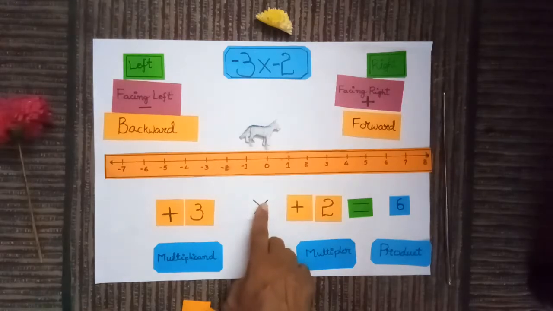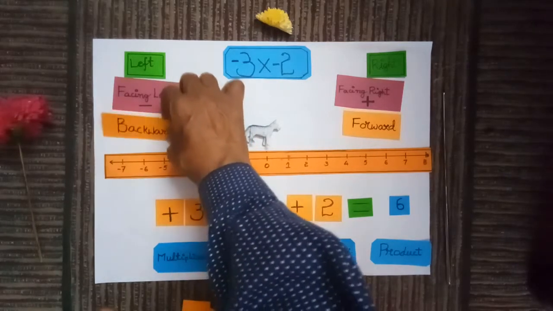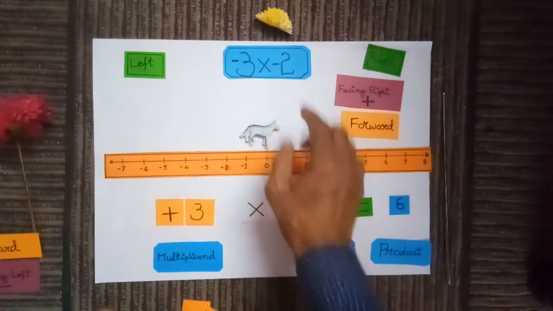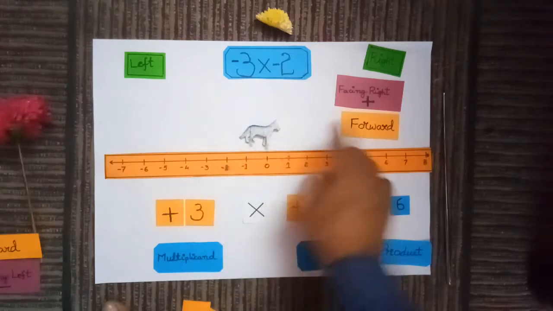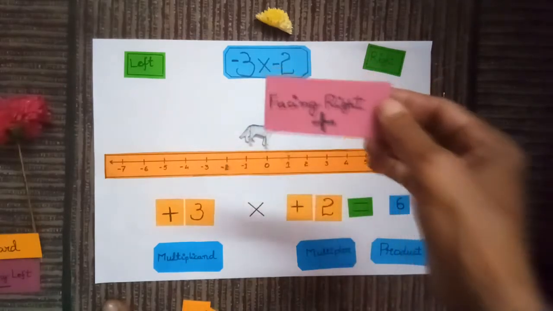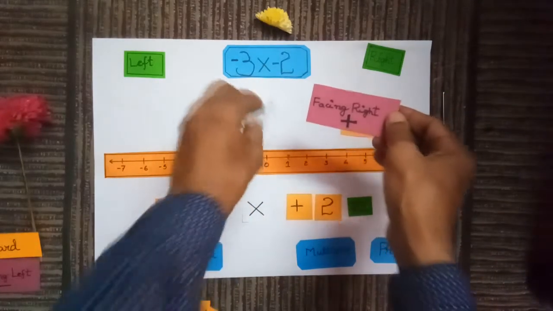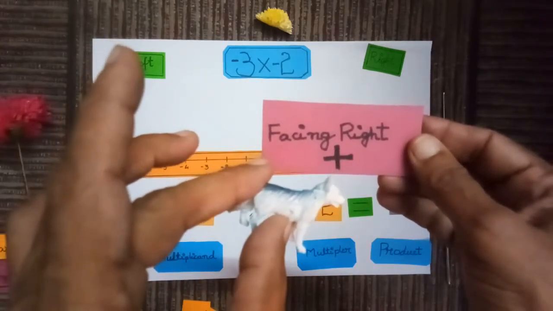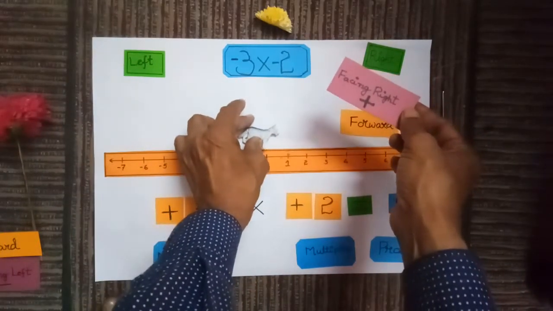Okay, let us take this example only. Plus 3 into plus 2. Let me remove these things and keep them aside. Now, plus 3 into plus 2. What do you mean by plus 3 in the multiplicand? Plus means it is facing right. The dog is facing towards the right side. Therefore, the sign carried by the multiplicand is positive. Okay, it is at 0.